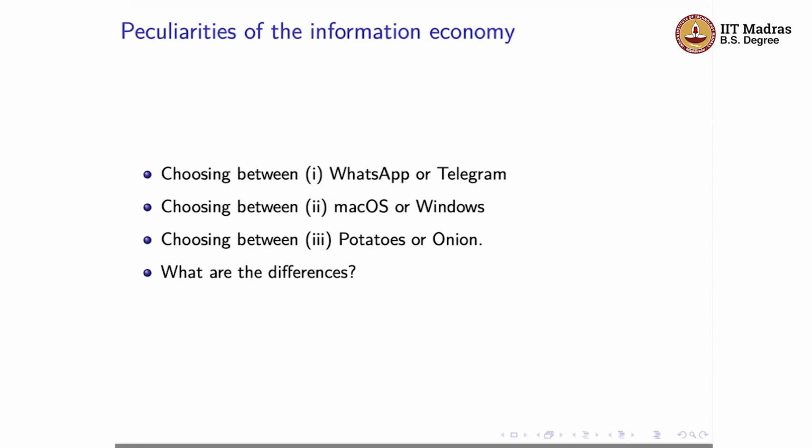It would seem on the surface that these are very different problems, right? But later on, we'll try to see what the different aspects of these problems are. So for example, when you're choosing between WhatsApp or Telegram, you're not really thinking about the price of purchasing these apps, because you can pretty much download them for free. So there, perhaps the important consideration is, among the set of people you want to communicate with, who is going to be on WhatsApp or Telegram.